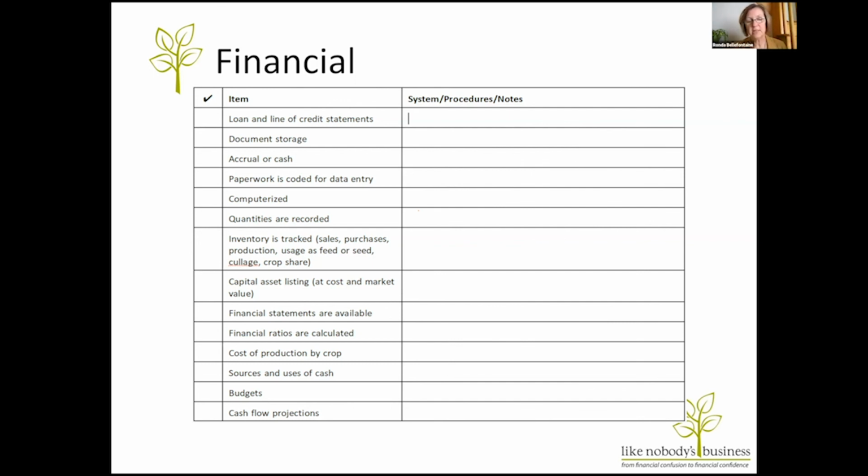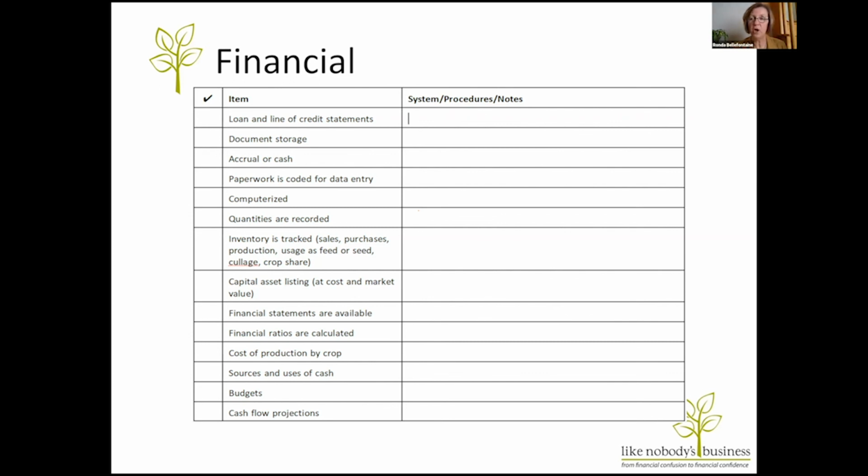Then these other things are sort of what I would call next level. The first is really just all basic record keeping and basic financial management. The next group is some of the more intermediate to advanced stuff you can do with your farm records. And that starts with financial ratios.